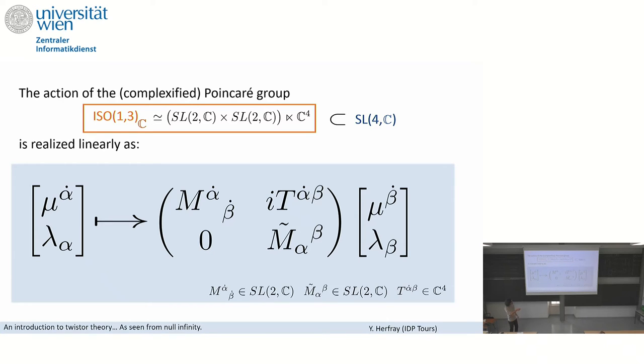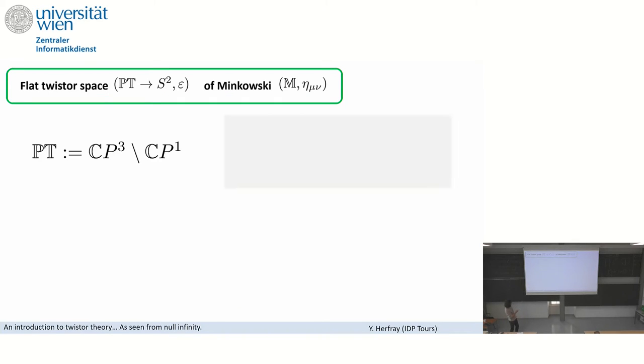So this mu beta, there are spinor indices, so these beta dots go from 0 to 1. So this mu beta is a C2 element, this lambda beta is another C2 element, and this is an element of C4. Because we are thinking of the Poincaré group as acting on C4. And this is our twistor space.